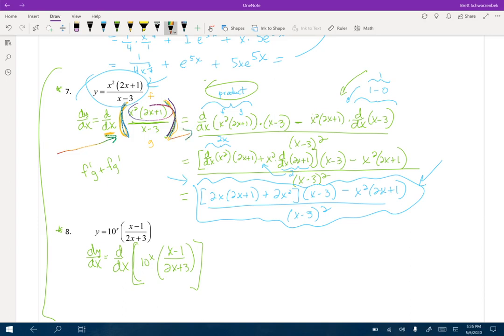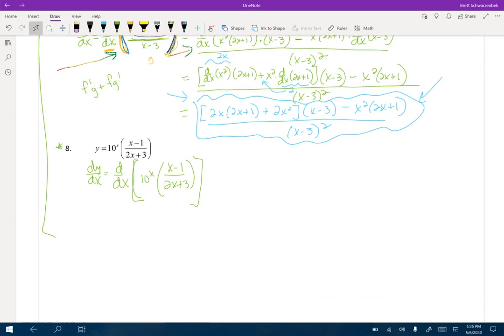Now look at this one. Now we're taking the derivative of this entire thing. Well, I do see a quotient, but is the entire thing a quotient? No, the entire thing is a product, which means what do we need to use first? The product rule, f prime g plus fg prime. That is what we need to be able to do, right? So how do we do that?